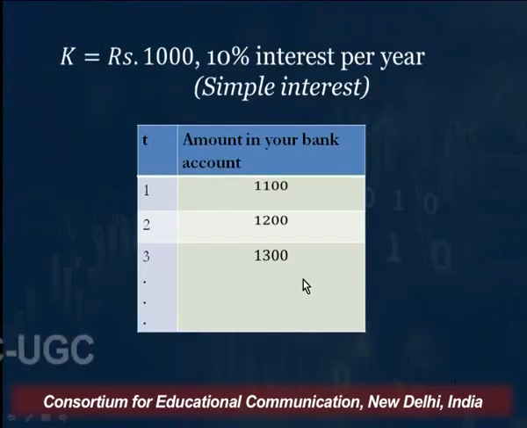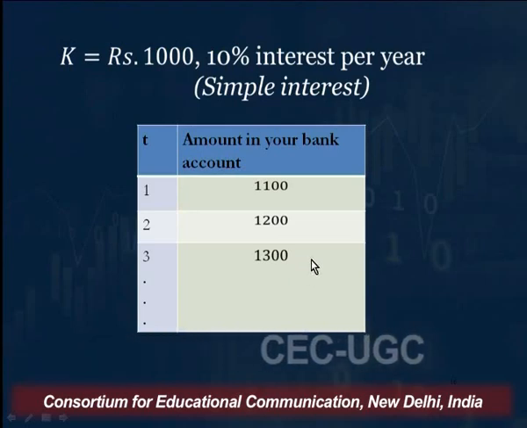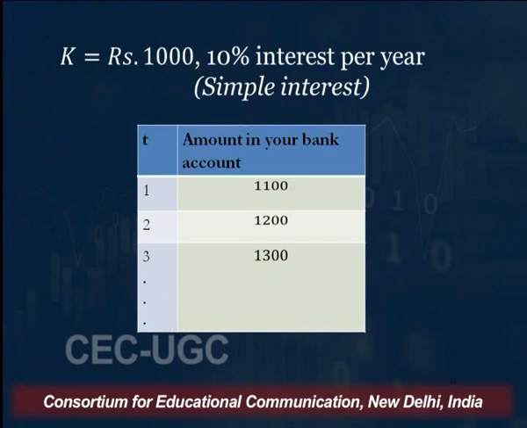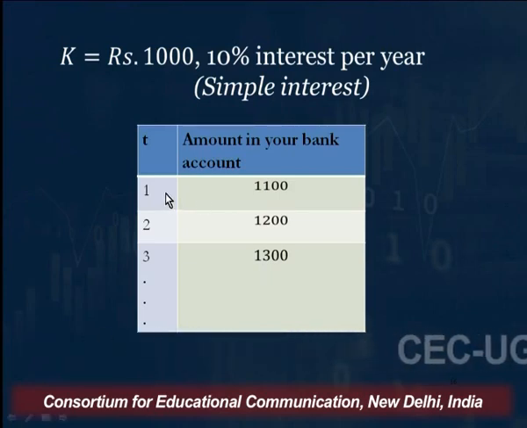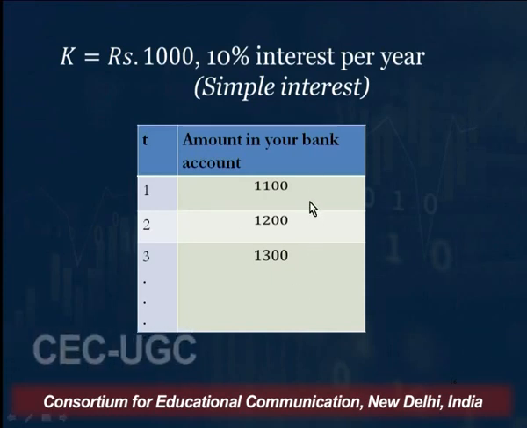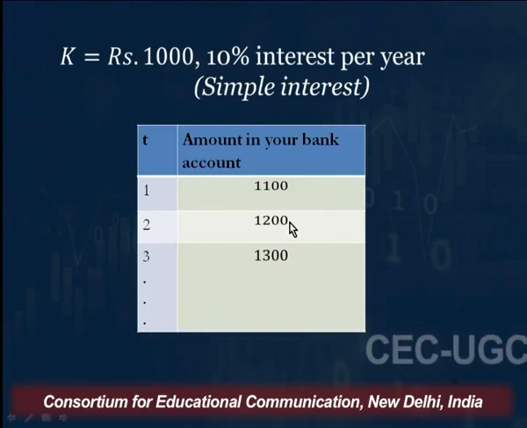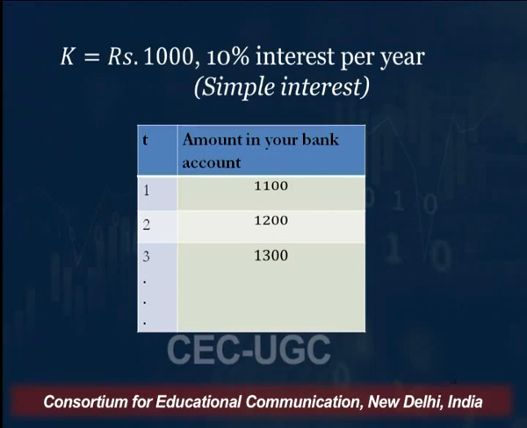Now, this is in contrast to a situation where you have deposited 1000 rupees at an interest of 10% per year, but let's suppose here you get simple interest. What do we mean by simple interest? It just means that the interest is going to be calculated on the principal amount, so that at the end of the first year you have 1100, which is 10% of 1000. At the end of the second year, you will have 1100 plus another 100 rupees of interest, because 10% of 1000 is 100, so 1200.